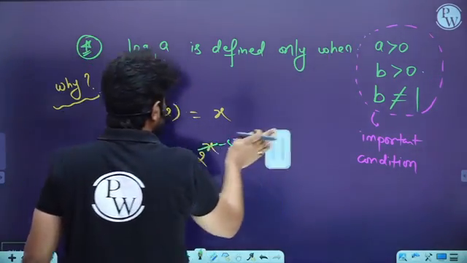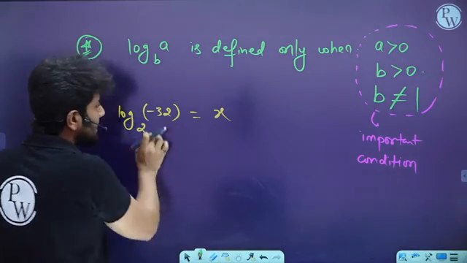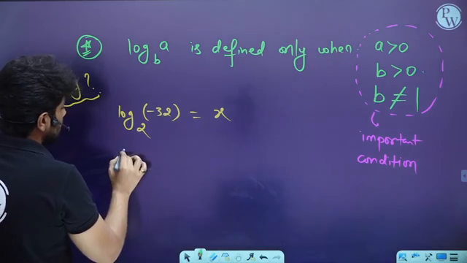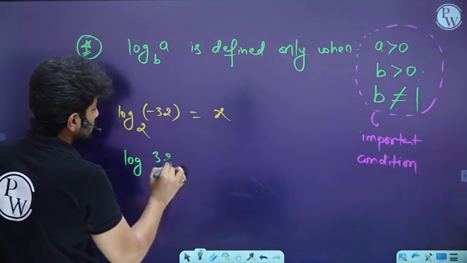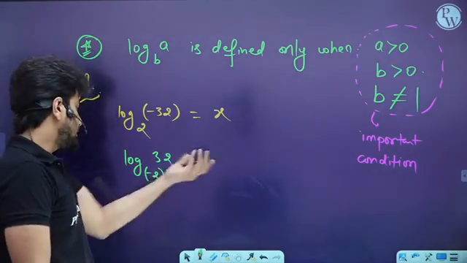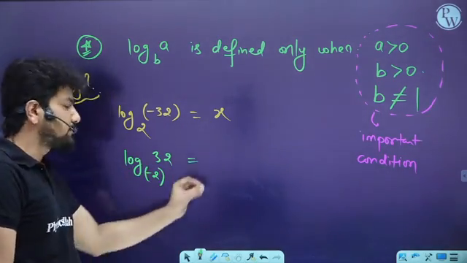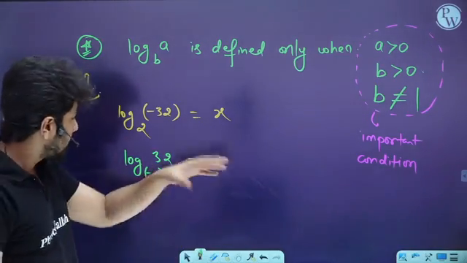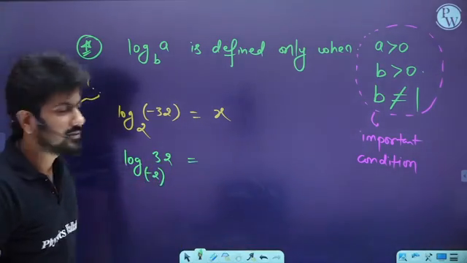So A should be greater than 0. In a similar way, this base should be greater than 0. Suppose I ask you what is log of 32 to the base minus 2, it will not be defined. You are not getting any exponent here. It is not equal to 5, it is not equal to minus 5, it is not any number, it is not even defined. That's the thing.